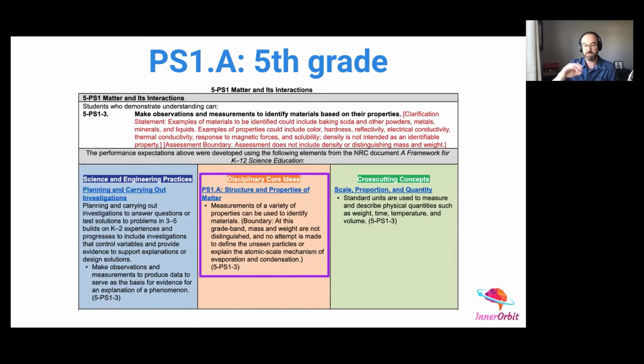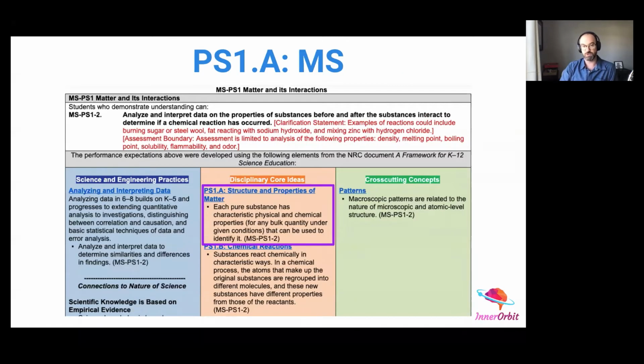And from that 5th grade level, we're going to go up into the middle school level, where students are now looking at characteristic physical and chemical properties that can be used to identify materials, going far beyond just properties and getting into now the differentiation between physical and chemical properties and the fact that there are pure substances that have characteristic properties, and that we can use those to identify materials. So we're just going to talk about that one DCI progression here.